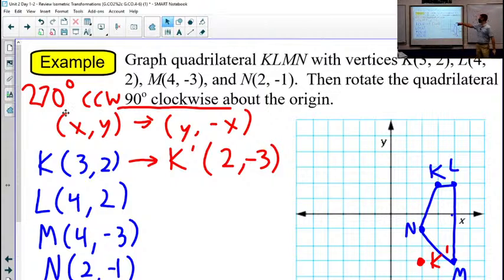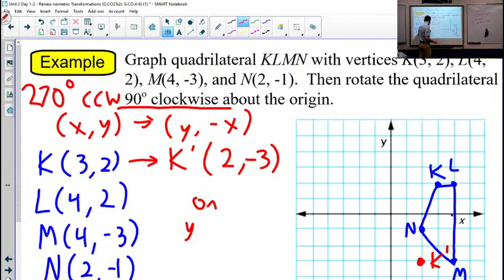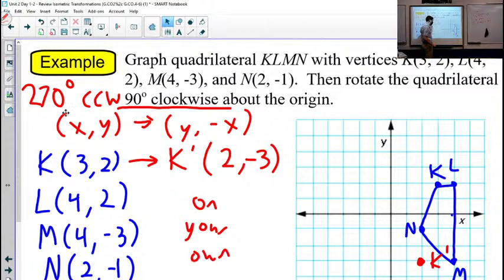So I want you to do the same thing to get to L prime, M prime, and N prime. So do these on your own. I want to see these when you turn in the notes.